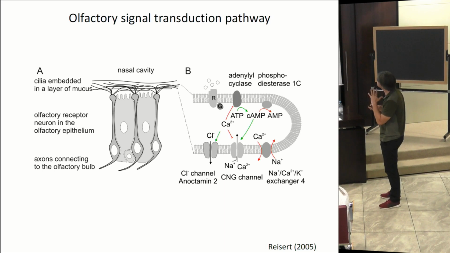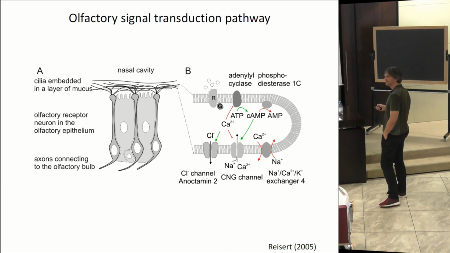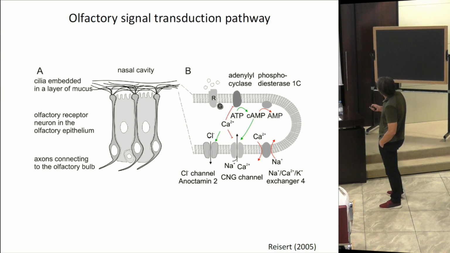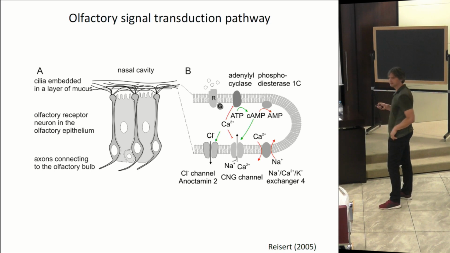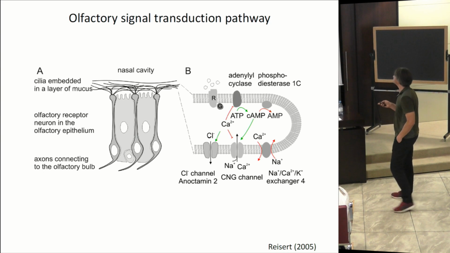What is important is that you have two different types of channels. One channel is permeable to cations, the positive ones, and this is gated by cyclic AMP, and the other one is permeable to anions, and the chloride flows out. So basically here positive flows in, negative flows out, so it's both depolarizing current. They both depolarize the cell.